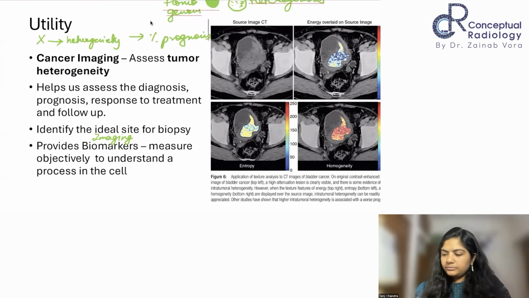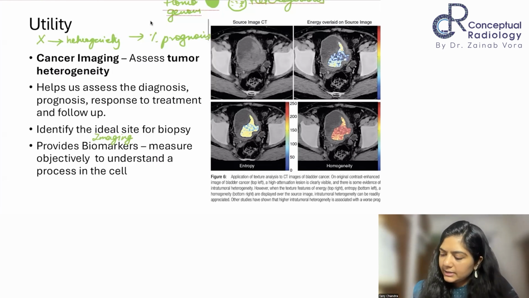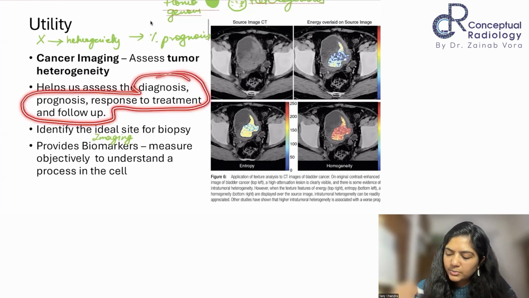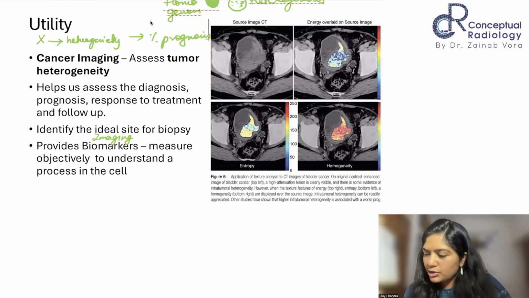So this is the basic outlook, that it's mathematical, it's quantitative analysis, its utility at the moment is highest in oncology. This is the example which you can work around, right? You can tell that it can help you to choose the tissue. It can help you to diagnose the tumor, prognosticate it, you see the response and you see the follow-up. This also creates imaging biomarkers, right? It helps us to understand the cell and the cellular pathophysiology in this region.